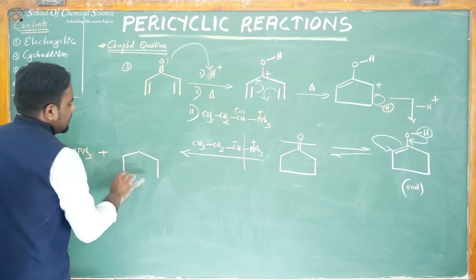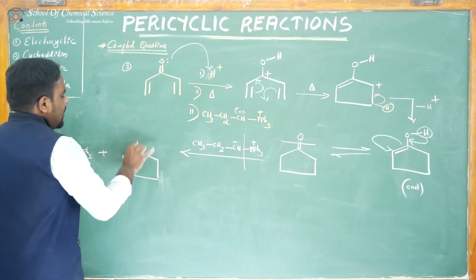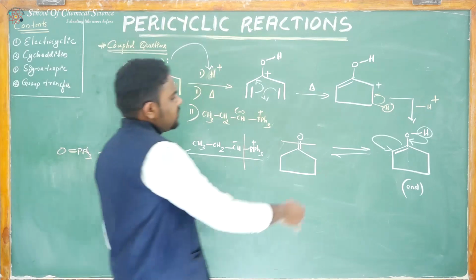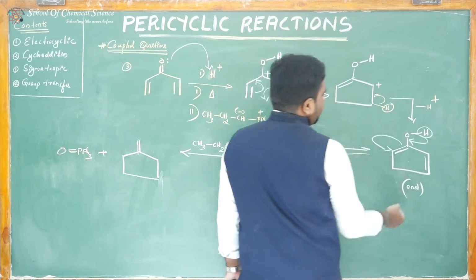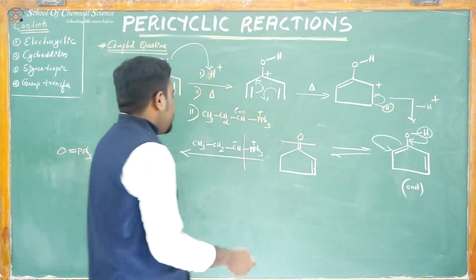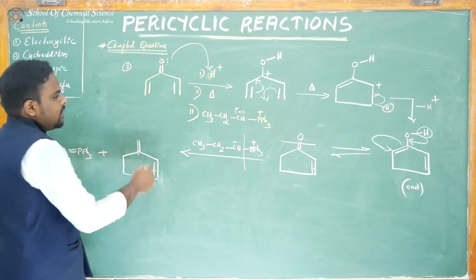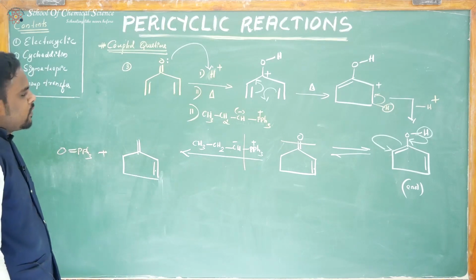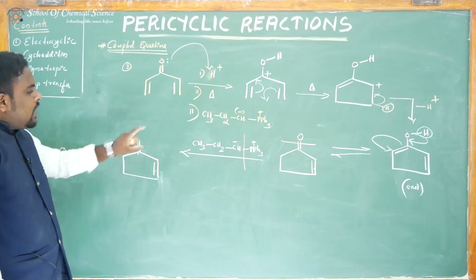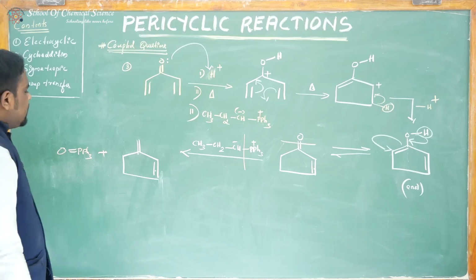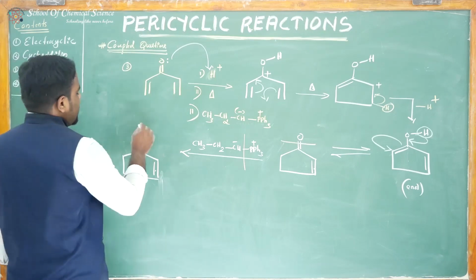So how can you write the Z alkene? A 5-membered ring. Here a double bond is there. I think here also a double bond is there. So the R group is electron donating, so Z alkene is formed. How can you write the Z alkene? Same priority group on same side.